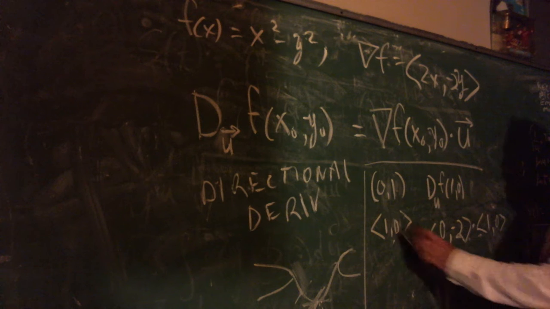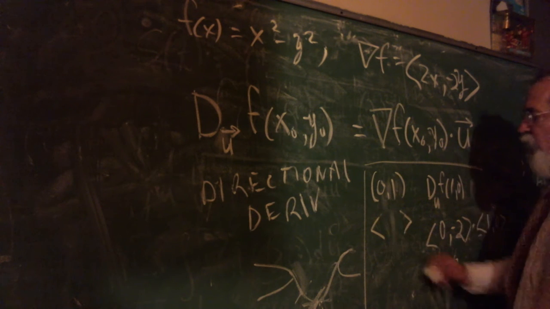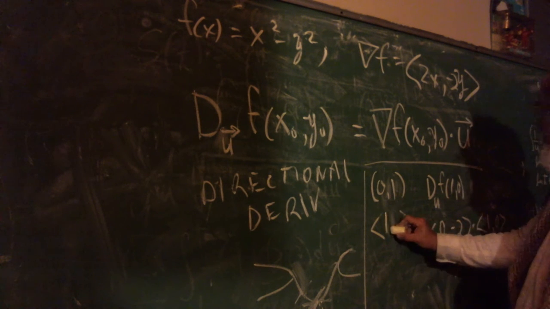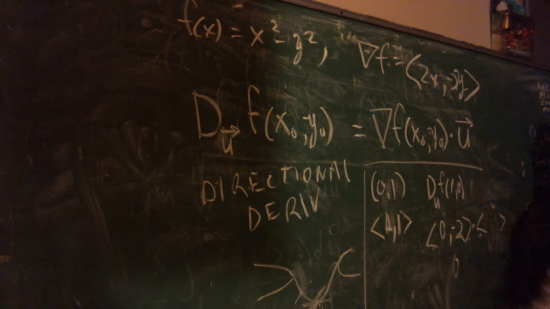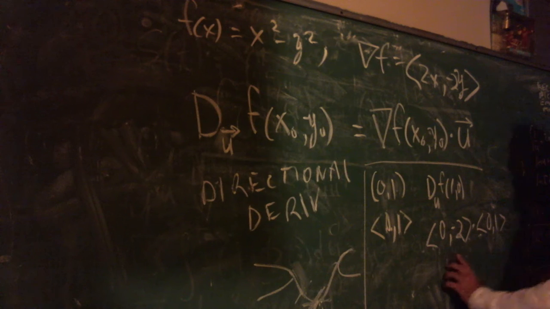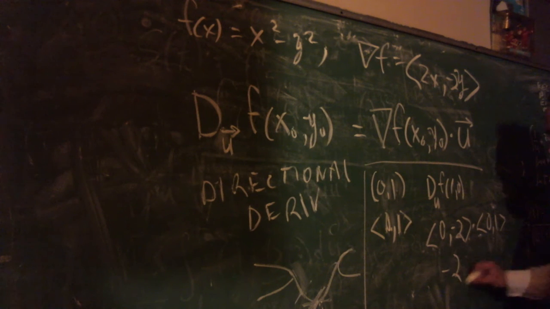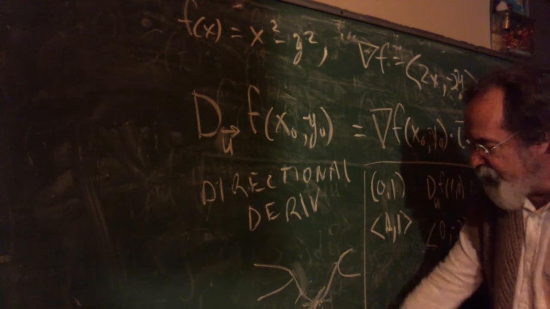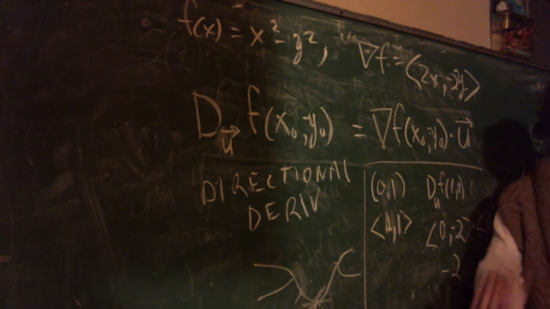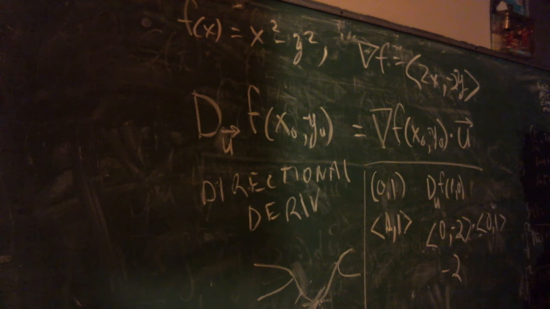But all I have to do is face a different direction. Same point, different direction. I think it's 0, 1 this time. And you can see I'm getting a slope of negative 2. That's at this point facing downward. I see a negative slope. The surface curves away from me.